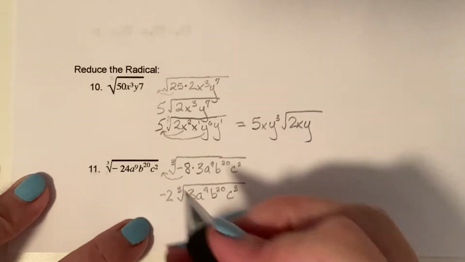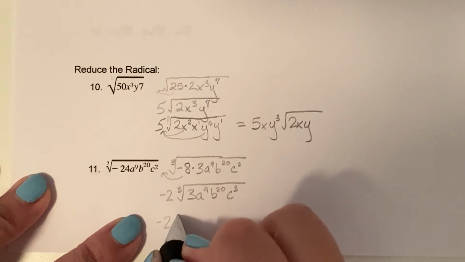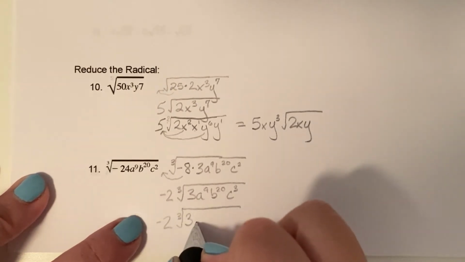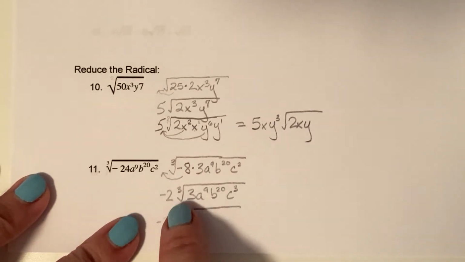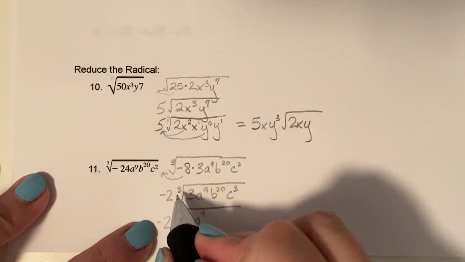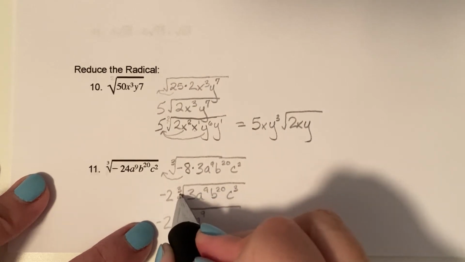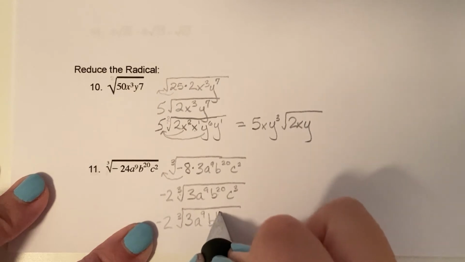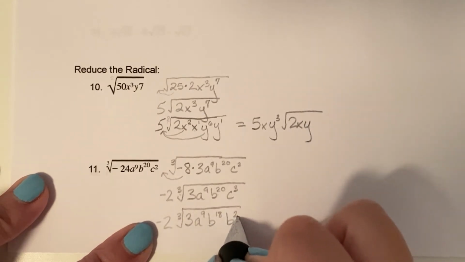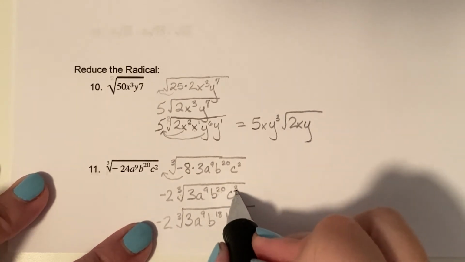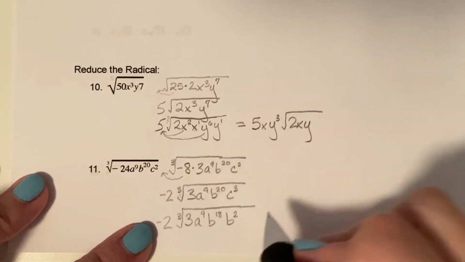Okay, now deal with the variables. Now instead of looking at multiples of 2, we're actually looking at multiples of 3. So is 9 divisible by 3? Yes, so we can leave it as a to the 9th. Is 20 divisible by 3? No, but what's the closest multiple of 3 to 20? That would be 18, so b to the 18 and b squared, because 20 minus 18 is 2. Now, is 3 divisible by 3? Yes, so it gets to stay there as well.